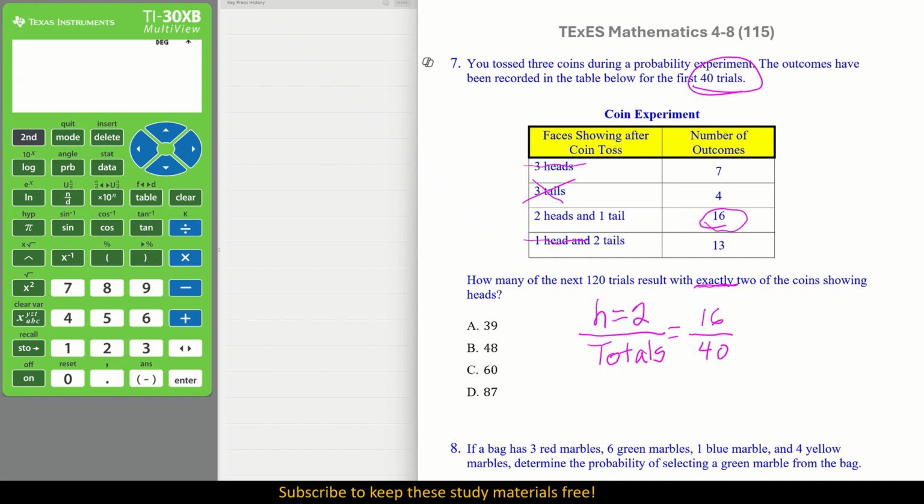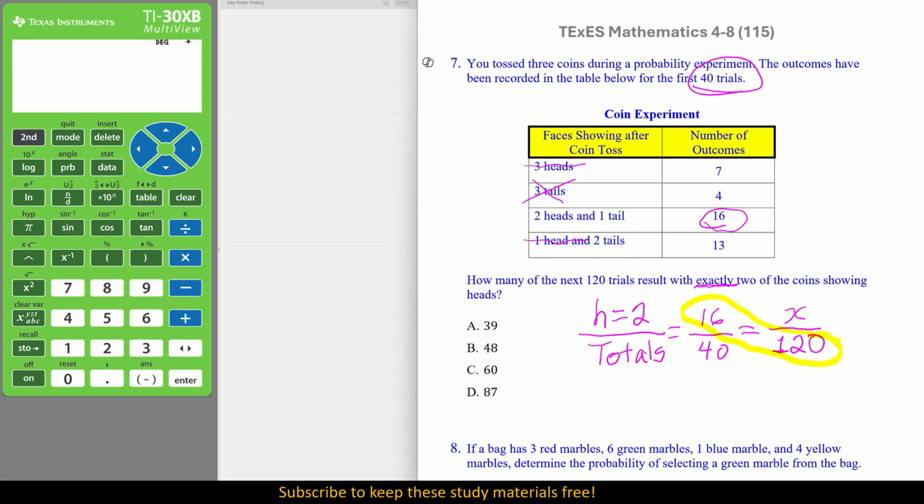They gave us our total trials. Now, trials must be set equal to whatever the total we have, whatever we're working with. Well, it says 120 trials. That's the total, but they're asking for heads, which is a part of the total. Well, how many would that be if we had 16 happening twice? Fine. Now we know exactly what to do.